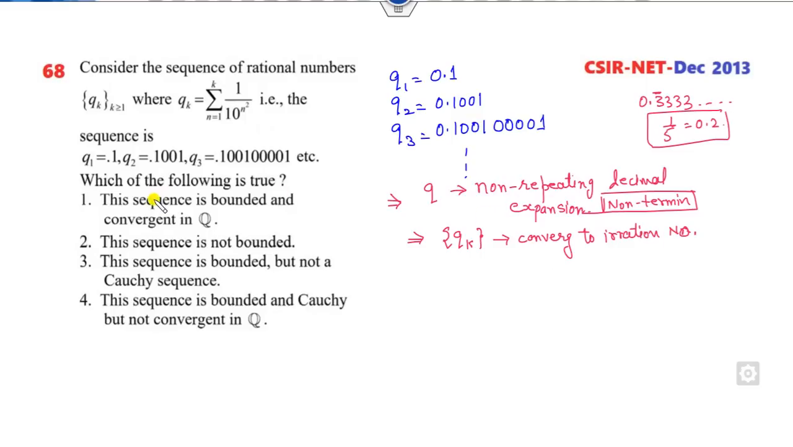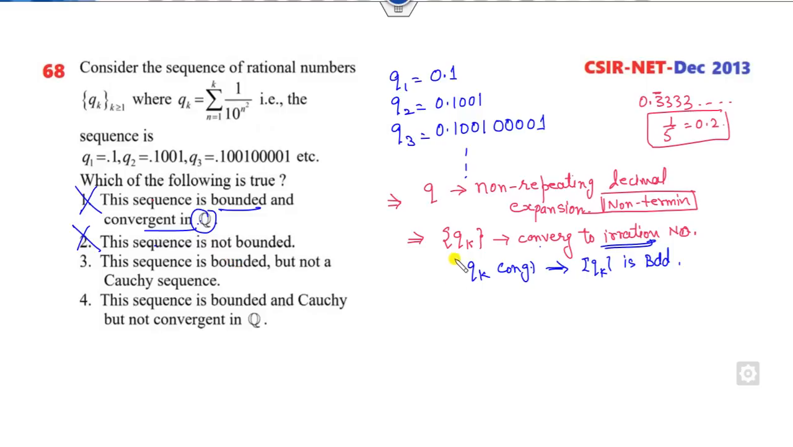So once the sequence is convergent, how can you check whether it is bounded? From here, what is the meaning of that? The sequence is bounded as well. Every convergent sequence is bounded. So it is bounded, that's correct. It's convergent in Q, that's wrong. Q is the rationals, but we need an irrational. The sequence is not bounded, so cancel out. The sequence is bounded, that's true, but not Cauchy. Now how can you check about the Cauchy?